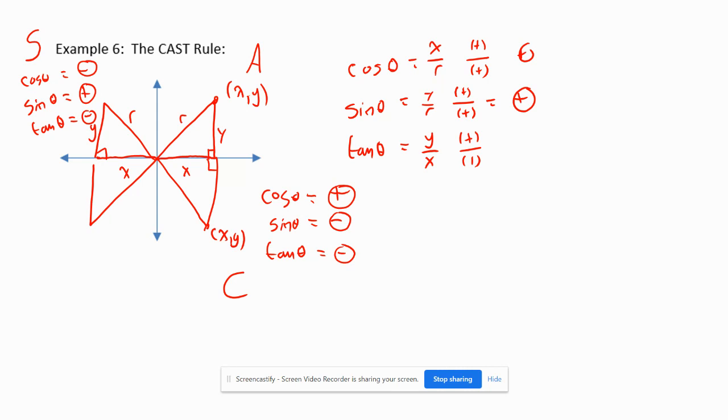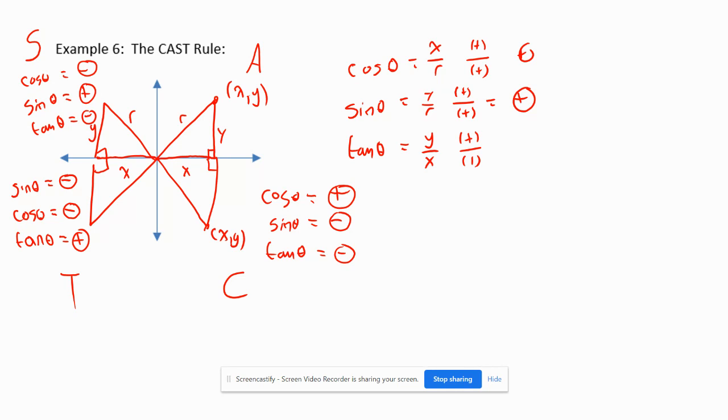In quadrant 3, x and y are both negative. So if I do sine theta, I get negative y over positive r, which is negative. Cosine is negative x over positive r, which is negative. A tangent is positive because it's a negative over a negative, so it's going to give you a positive. So in other words, tan is going to be the one over here.